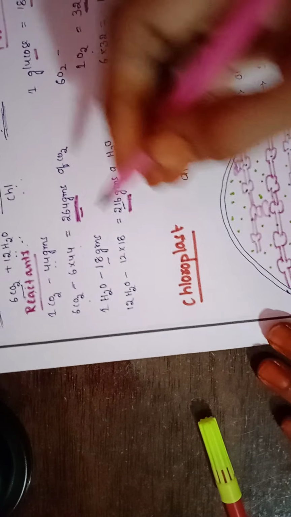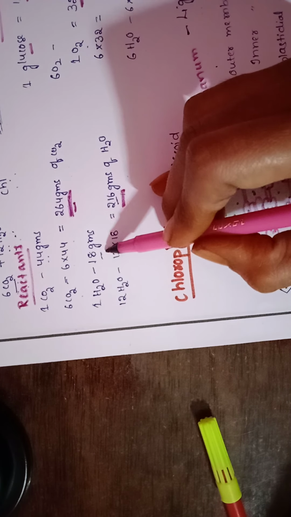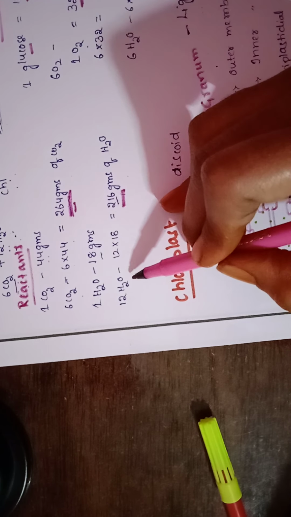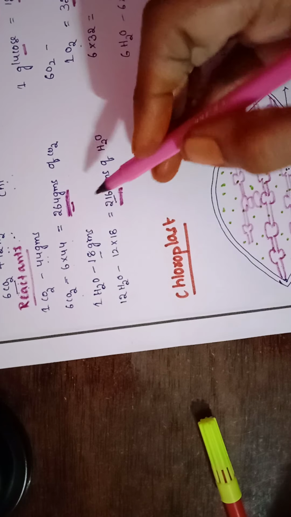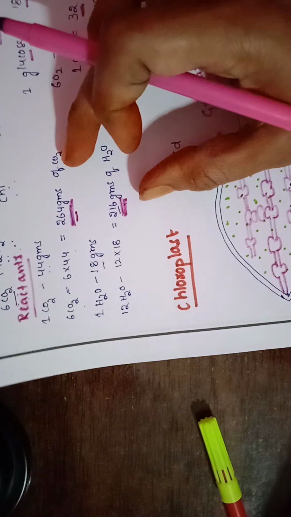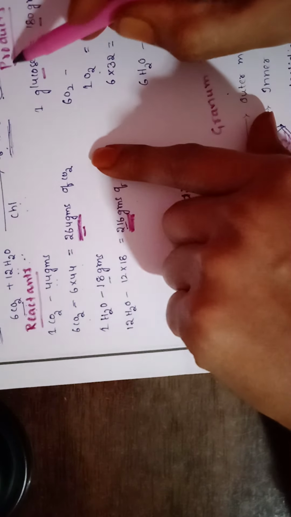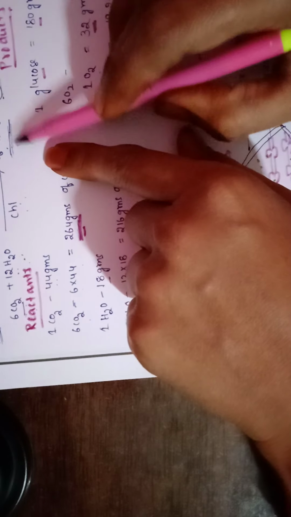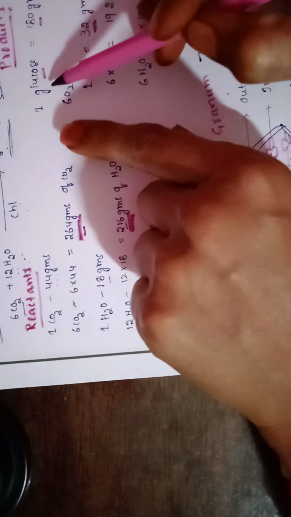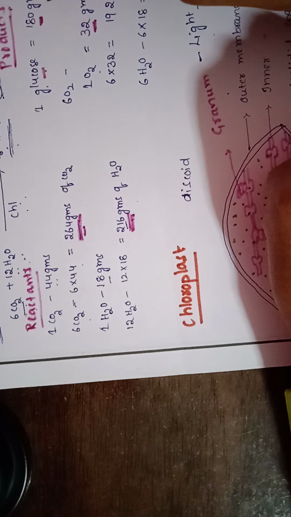Then let us take the water molecule. 1 molecule of water weighs about 18 grams. So 12 water molecules measure about 216 grams of water. This is about the reactants, and let us take the products. What are the products here? Glucose, oxygen and water. 1 molecule of glucose has a molecular weight of 180 grams.